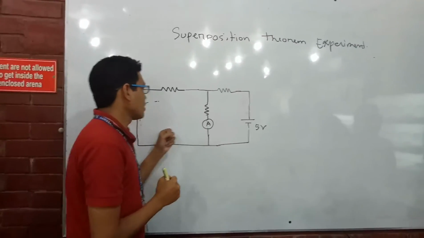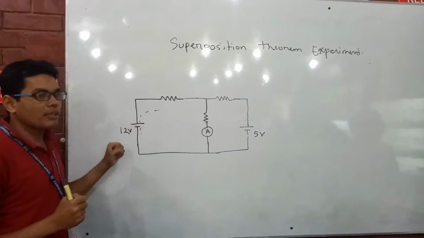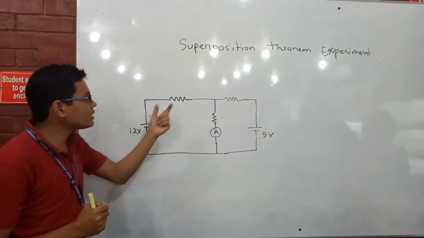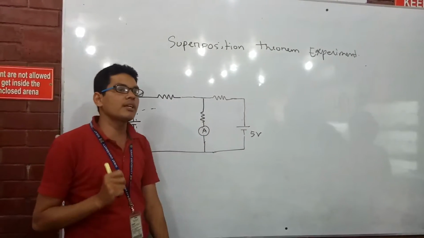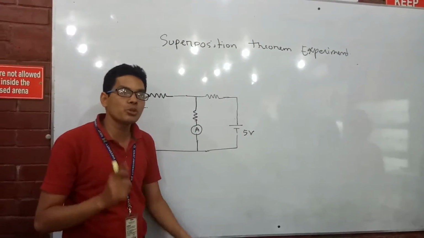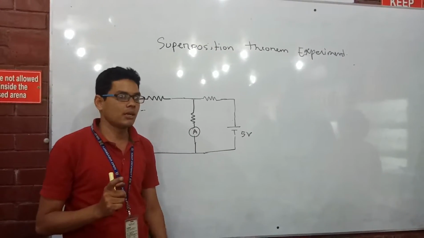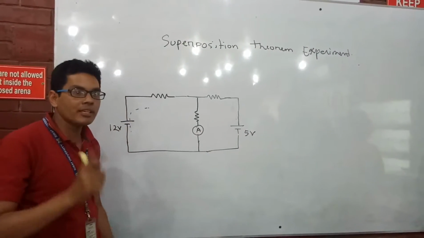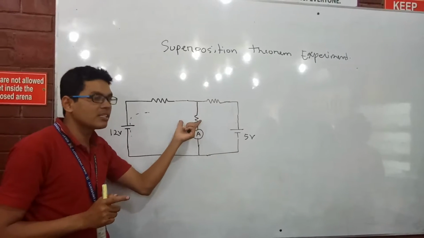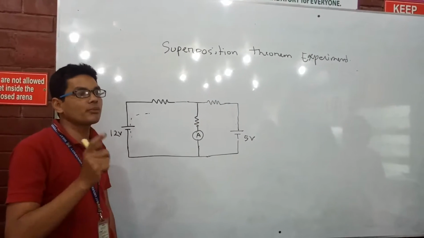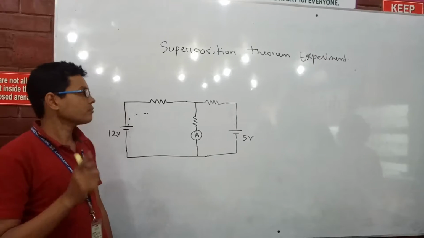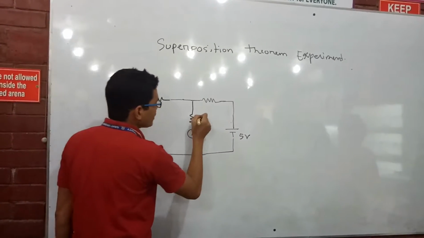So this superposition law says that the effective current at any branch, that means when both sources are working simultaneously, when both sources are active, the current flowing in each branch is called the effective current of each of the branches. Think about it, in these branches, the effective current is I.